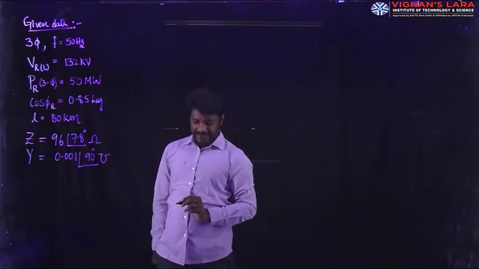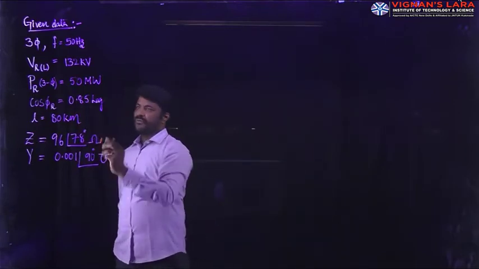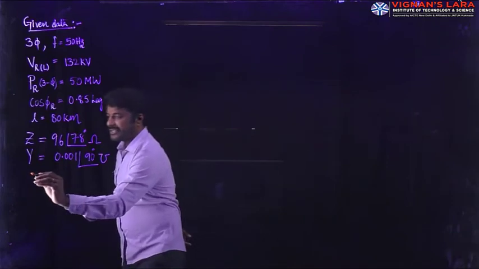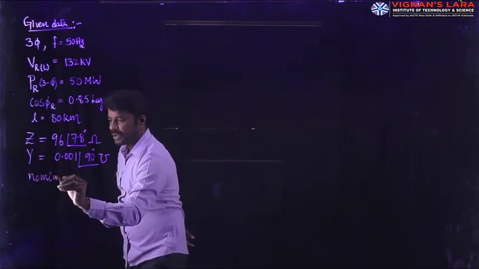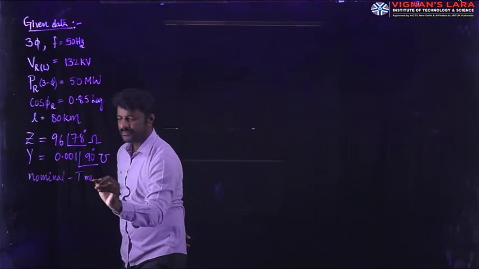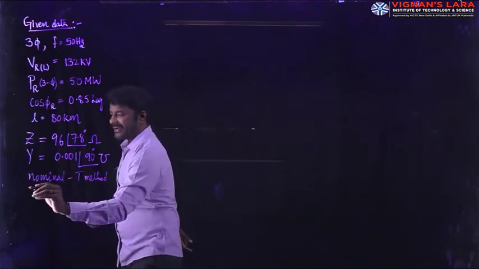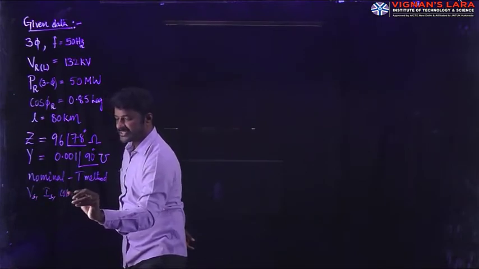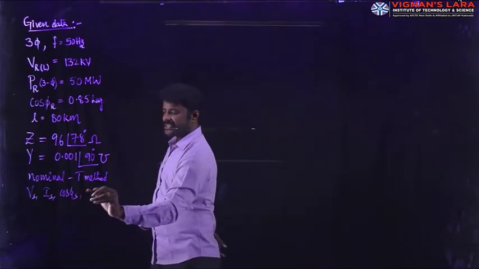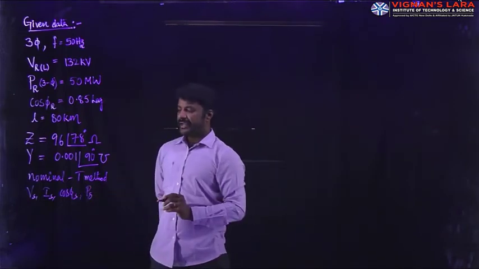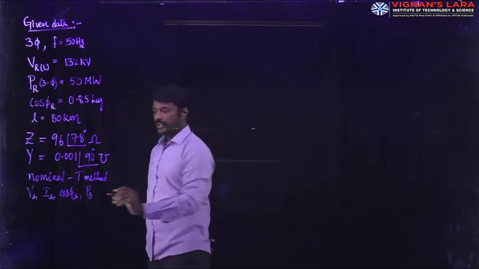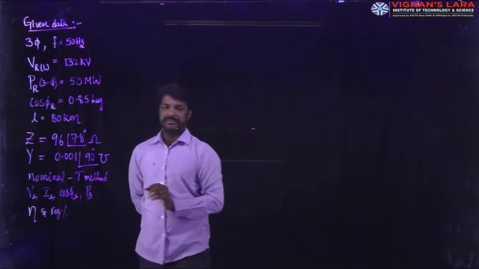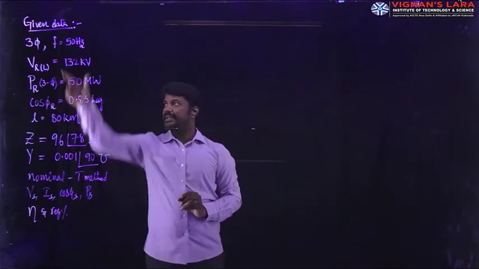Next, the power factor, as I discussed, is 0.85 lagging. With this entire data, using the nominal T method, we have to solve the problem for calculating the values of Vs, Is, cos phi s, and power on the sending end side Ps. After getting all these four quantities, we need to find the efficiency and percentage regulation. These are required to find, and these are the data.